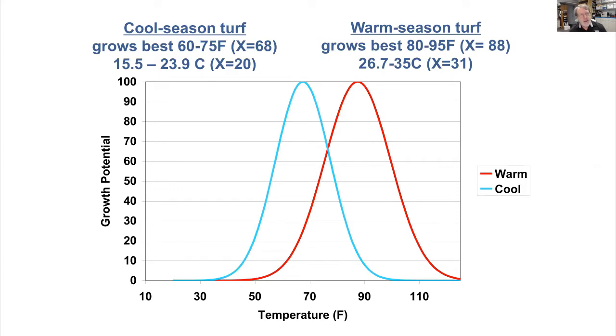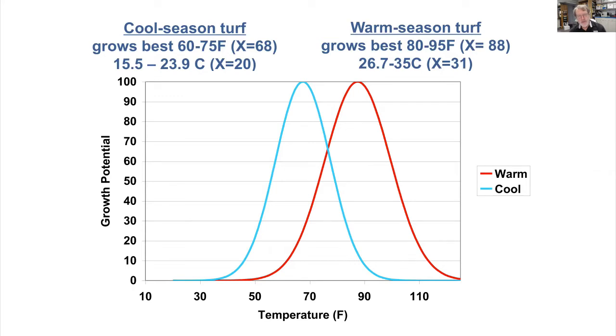Anyway, you see that I represent it usually in percent growth potential on the y-axis, so that at about 68 degrees or 20 degrees centigrade, you get the maximum growth. So you can't get any more growth out of that turfgrass, no matter how much nitrogen, no matter how much sun you put on it, that's the best it's going to do.